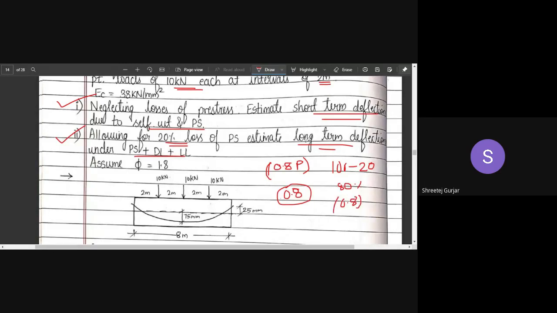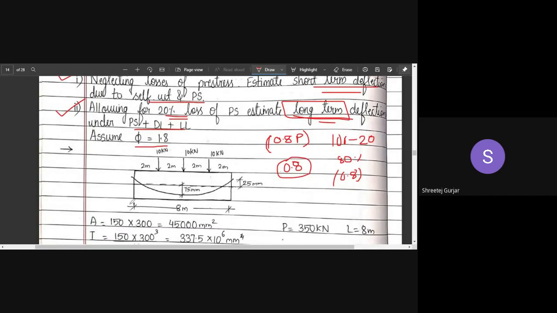Okay, so this will be useful in your long-term deflection calculation. Note down this: it is 0.8. Phi is given as 1.8. No problem. Now this is the longitudinal section, drawn from the given data.